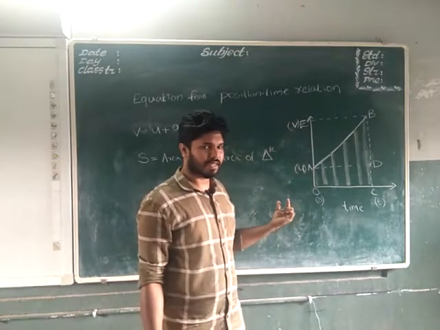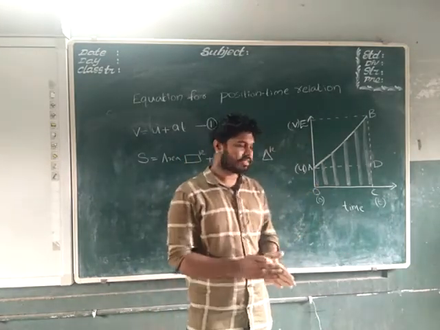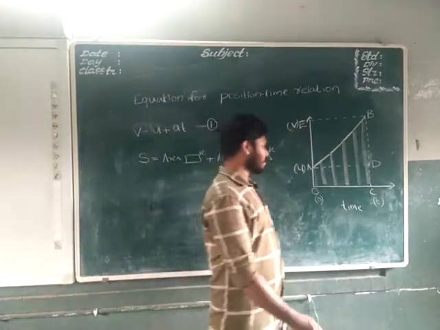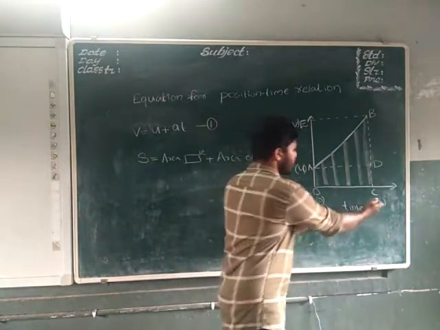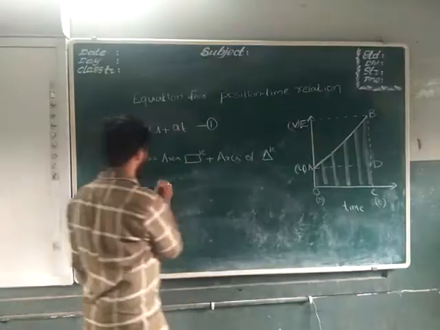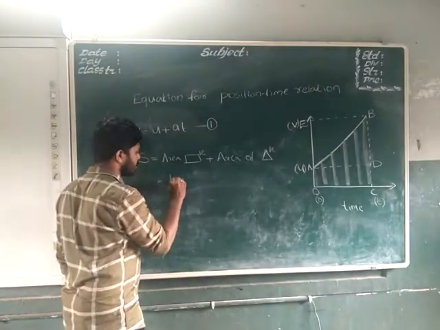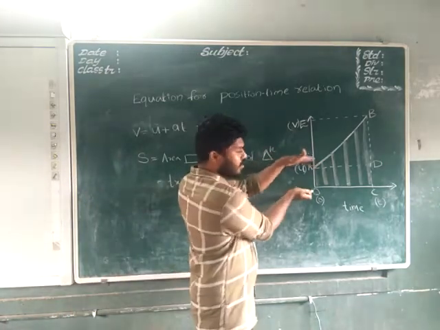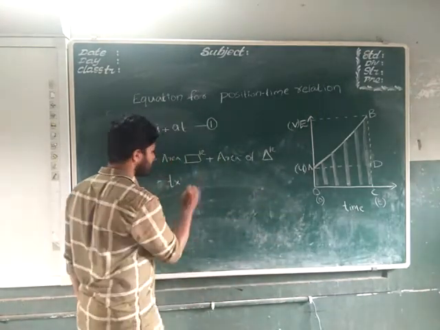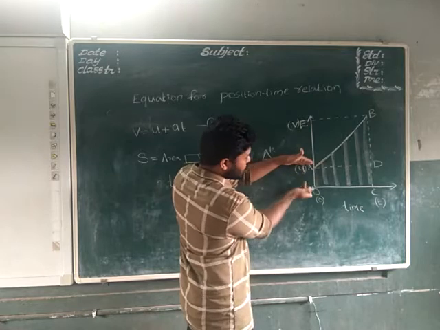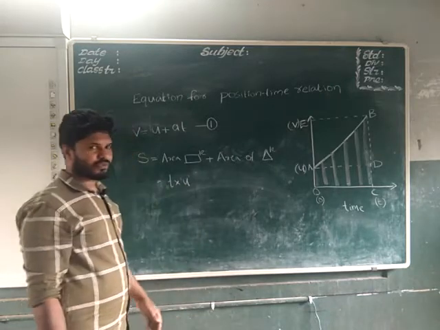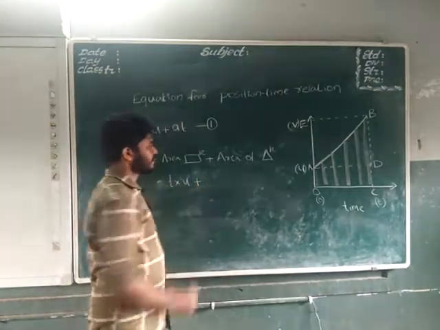How can we find the area of the rectangle? Formula is length into breadth. Any side we can take as length and breadth. So let this be the length. What is the length then? 0 to t, that is t. t into the breadth. If you are taking this as the breadth, how much is it? This distance is u. OA is equal to u. So we got here tu plus area of the triangle.